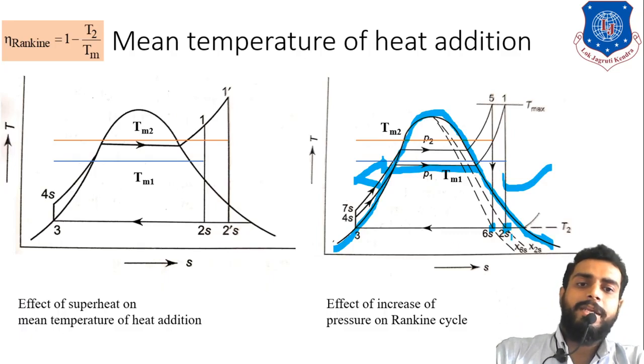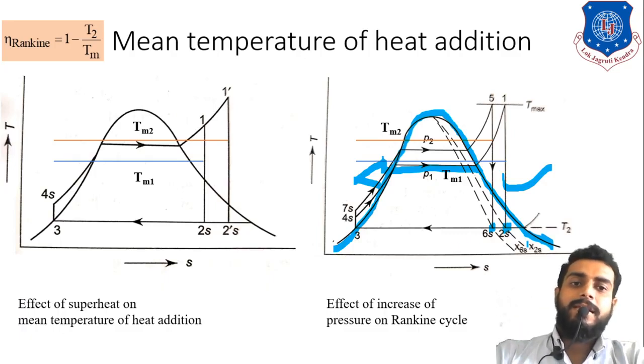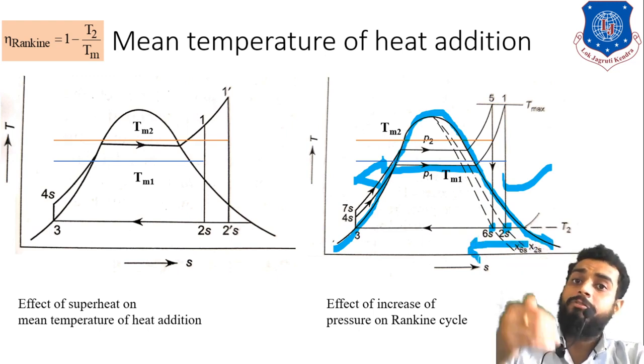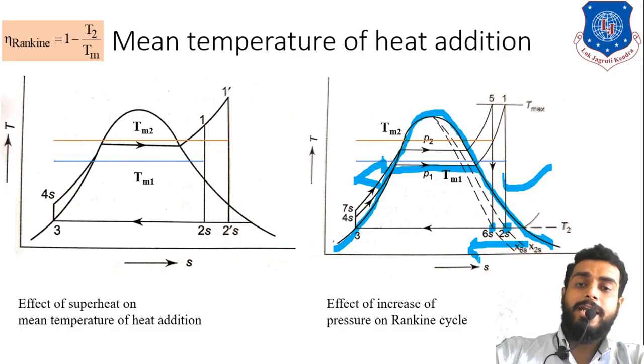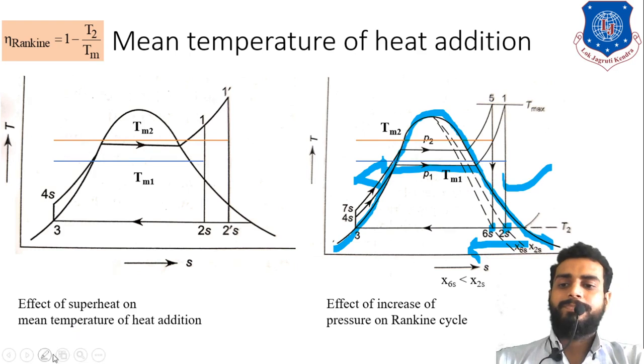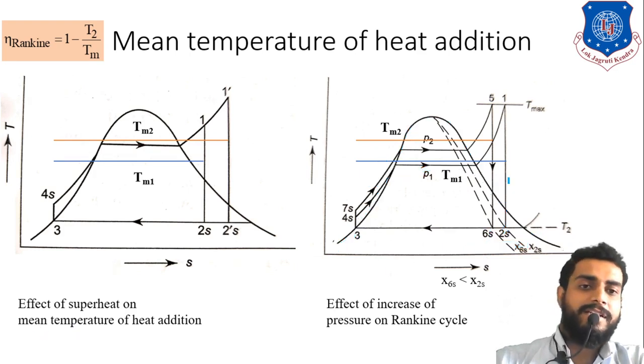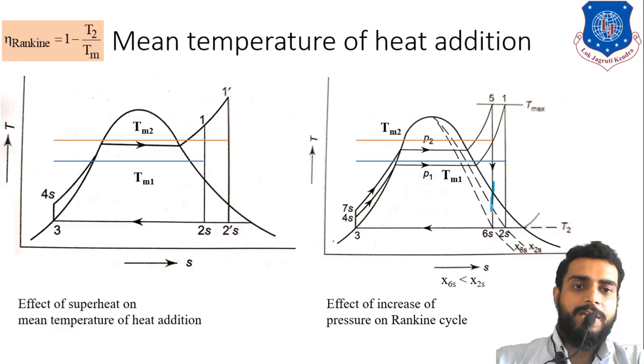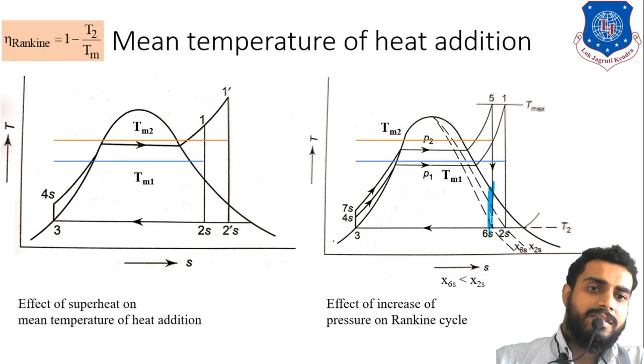So here also, if you are moving from 2s to 6s, then your dryness fraction will decrease. That means more wet steam will be created, right? More wet steam will be created. So your x6s will be less than x2s. So what do you mean by that, sir? So simple, both processes are taking place in the turbine. So here, this much wet steam is accommodated by the turbine, and here this much wet steam is accommodated by the turbine.